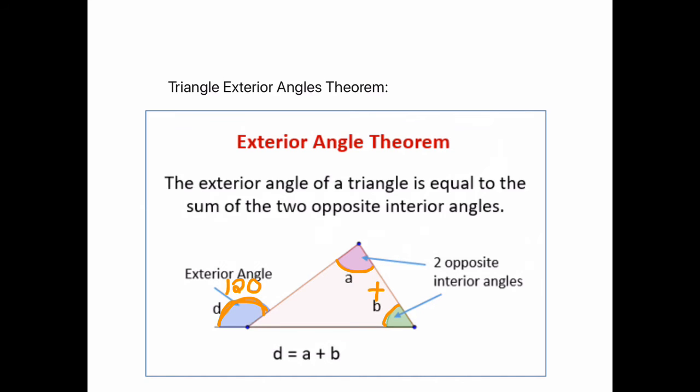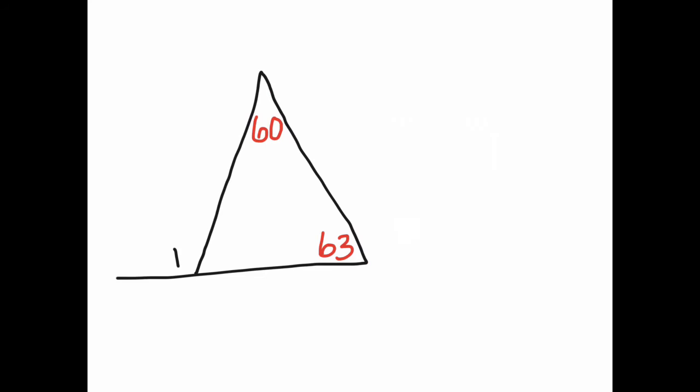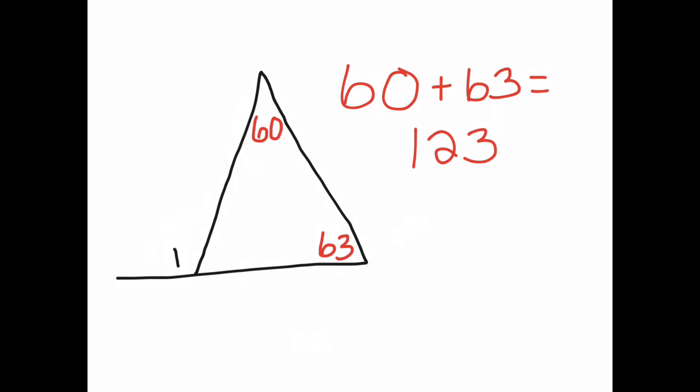Okay, so if we go to practice part 1 for this lesson, this is question number 6, and it asks you to find the missing angle measures in this image. So we have an exterior angle here in angle 1, and we have two remote interior angles here in 60 and in 63. And we learned that we can add the two remote angles together, 60 plus 63, and we will get 123, which would give us the exterior angle.